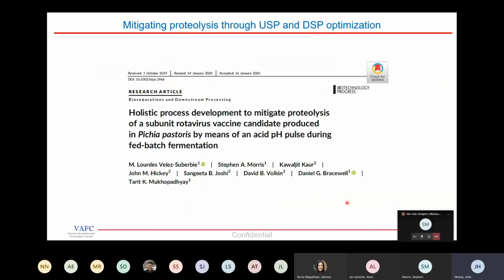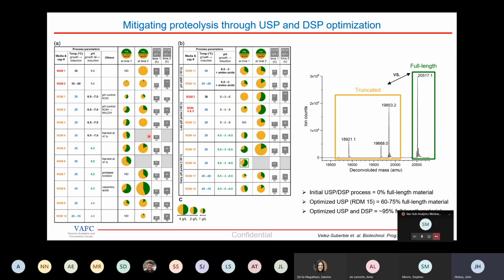And so a recent paper by Lourdes from Terrett's former group at UCL tackled this issue. And I'm just going to show one slide from this paper here. Essentially, this was optimizing both the USP and DSP processes. There's quite a bit of information here, but I'm just showing a few of the aspects that Lourdes looked at for USP optimization that include growth temperature, pH fluctuations, additives, and things like that.